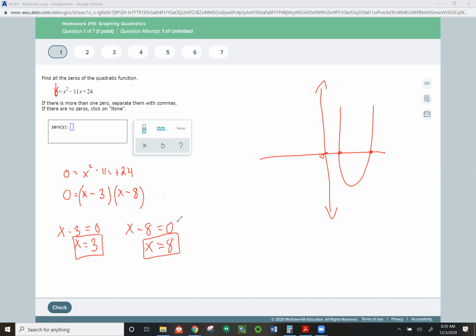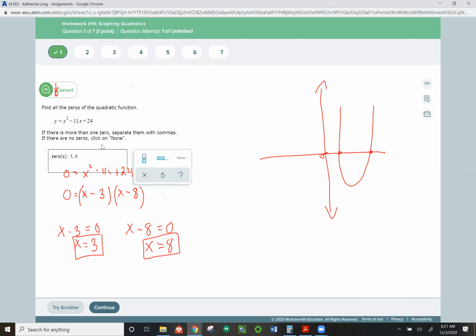Okay. Now, like I said, we call these solutions, we call them roots, x-intercepts, we could call them zeros, okay? All 4 of those mean the same exact thing. So I will put in my zeros. I'm going to have to separate them with commas, 3 and 8, okay? If there were no solutions, you would click on none. I'm pretty sure that all of them will have solutions here, okay? All right, so let's move on.